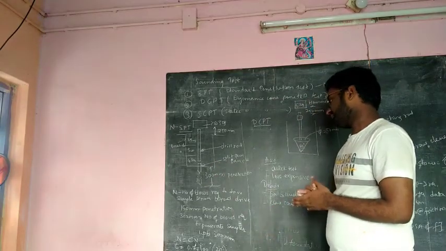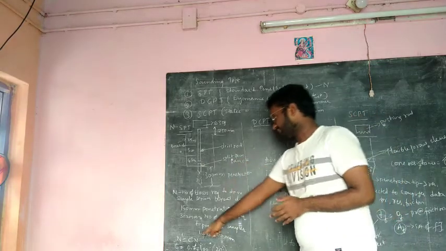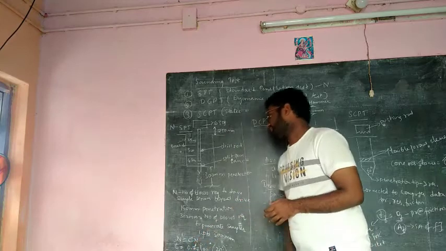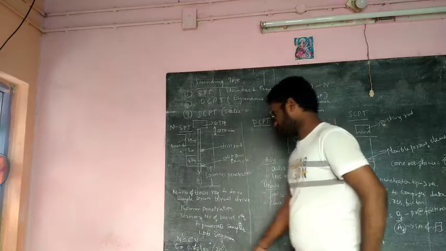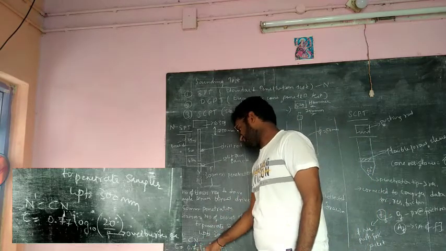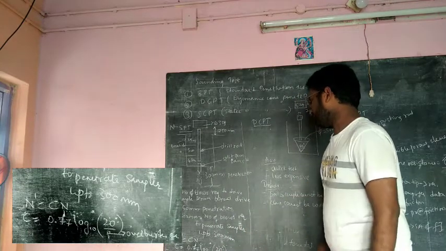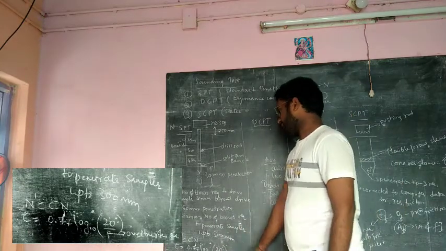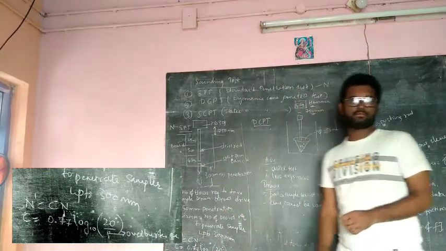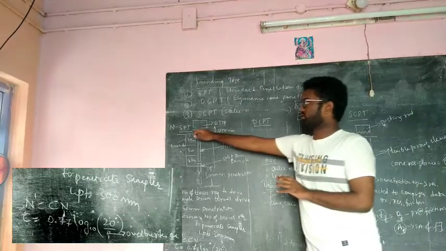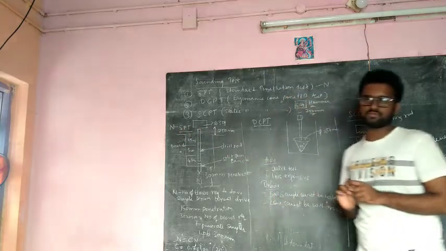Now N is the number of blows required to penetrate the sampler up to 300 mm that we have seen here. N' is equal to C into N. N' is the corrected N value, C is the constant. That constant can be determined by the formula 0.77 log to the base 10 into 20 divided by P. P is the overburden pressure, and N is the initial number of blows required to penetrate up to 300 mm. Hope you have understood this. So this is about SPT N, that is standard penetration test of N number of blows.